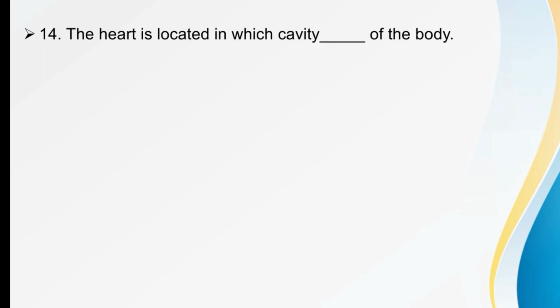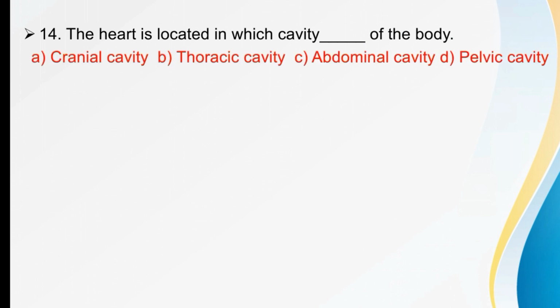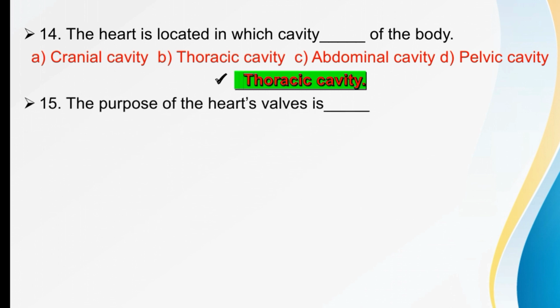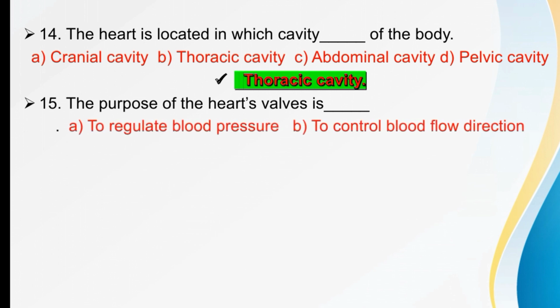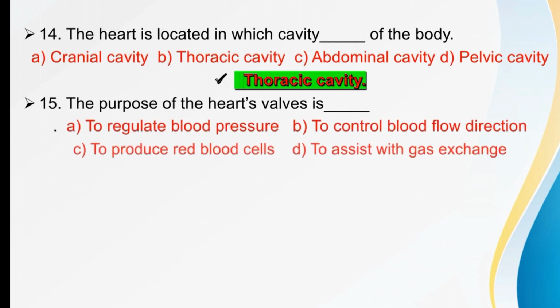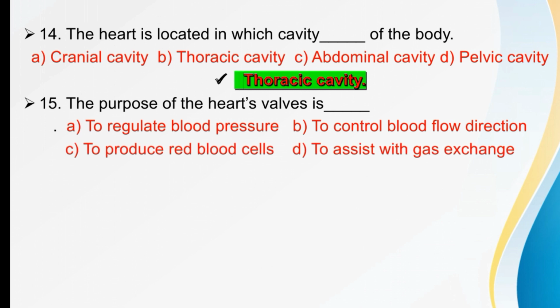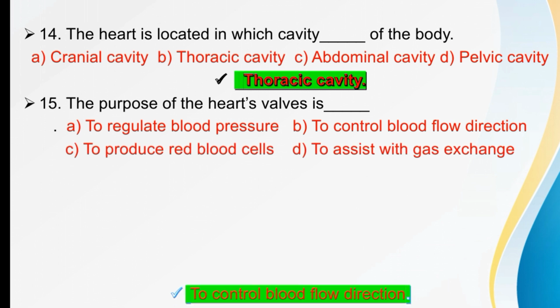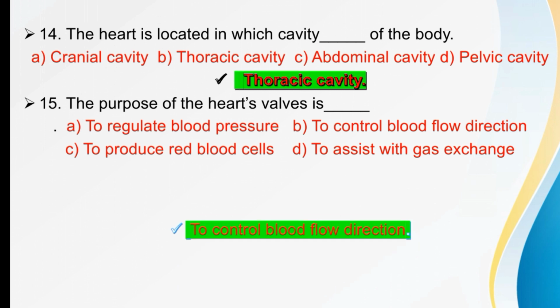The heart is located in which cavity of the body? Cranial cavity, thoracic cavity, abdominal cavity, or pelvic cavity. So the heart is located in the thoracic cavity of the body. The purpose of the heart valve is dash: to regulate blood pressure, to control blood flow direction, to produce red blood cells, or to assist with gas exchange. So the right option is to control blood flow direction.